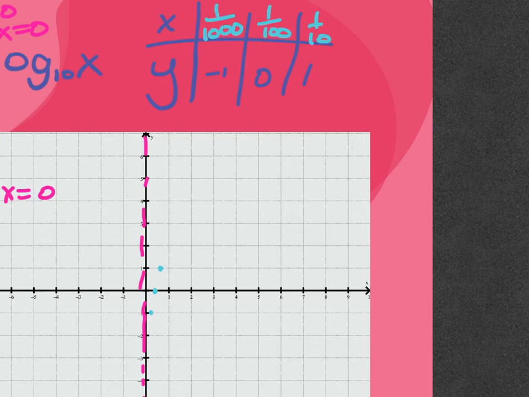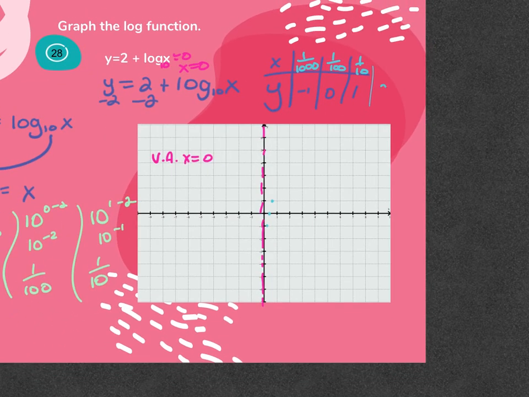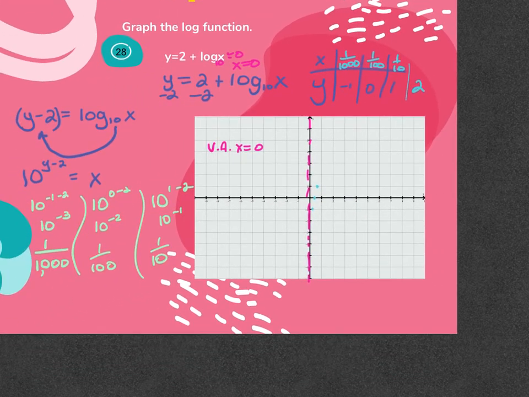And that's really hard to determine a graph from that, which is why you might want to plug in an additional point. So if I just try by plugging in 2 here, I get 10 to the 2 minus 2, 10 to the 0, which is 1. That gives me one more coordinate. So 1, 2, sorry.